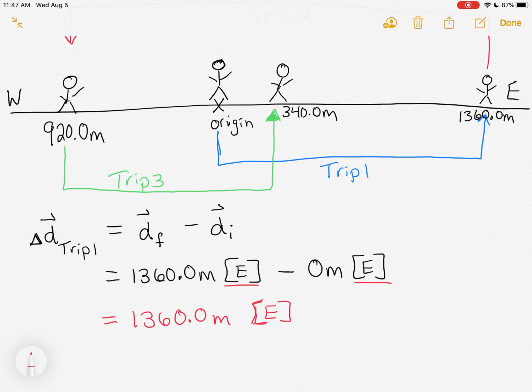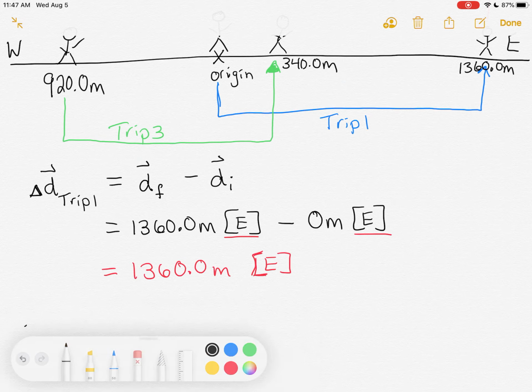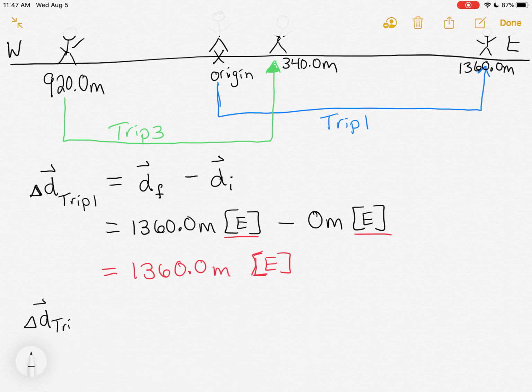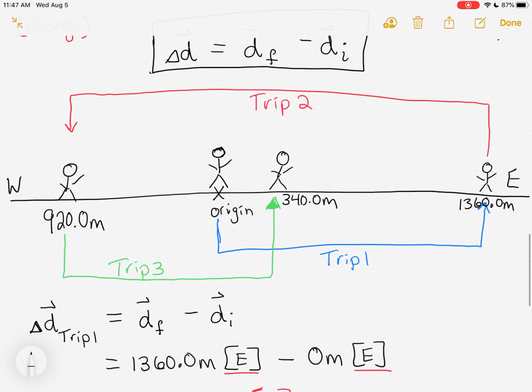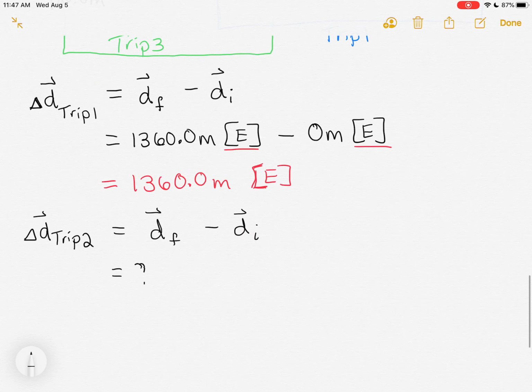Okay, all right, we're going to do the same thing, only now we're going to do trip number 2. So we're going to calculate our displacement for trip 2. Again, same formula. We're using our final position minus our initial position. But initial position, remember for trip number 2, is where we were when we finished trip number 1. So if we go back to our diagram, our initial position for trip number 2 is going to be this 1,360 meters to the east. And our final position in trip number 2 is 920 meters to the west. All right, so our final position is 920 meters to the west. And our initial position was that 1,360 meters to the east.